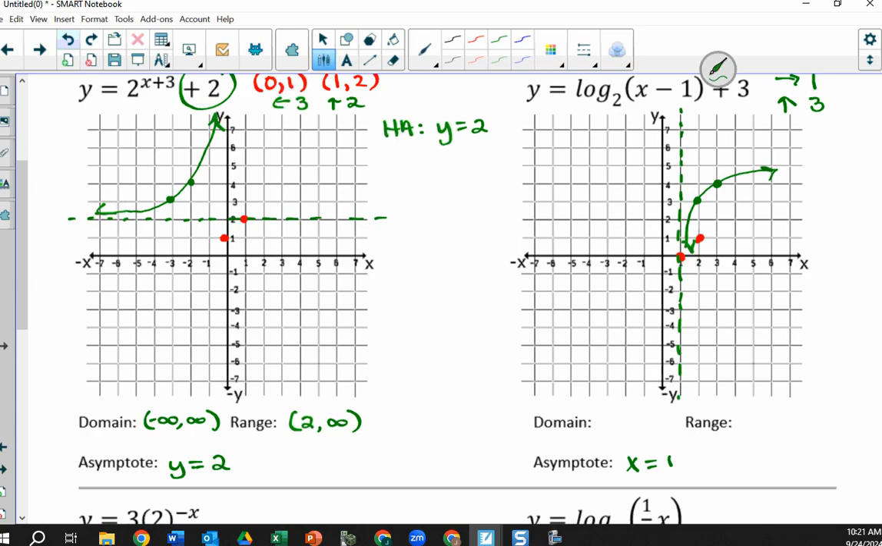Okay, what's the domain of this one? 1 to infinity, so parenthesis, 1 to infinity, parenthesis. What about the range? Yes, that will always be the range of your log graphs. Domain can change, but the range will always be that.